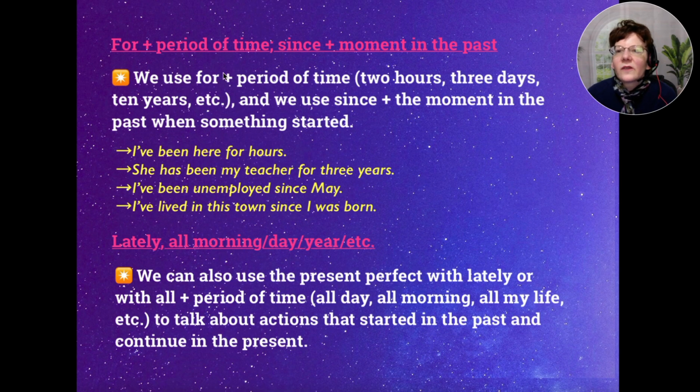Okay, now we've got for plus a period of time, or since and a moment in the past. So we use for plus a period of time: 2 hours, 3 days, 10 years, and so on. And we use since plus the moment in the past when something started. So, for example, I've been here for hours, or she has been my teacher for 3 years. Okay, so we've got duration of time here, or period of time.